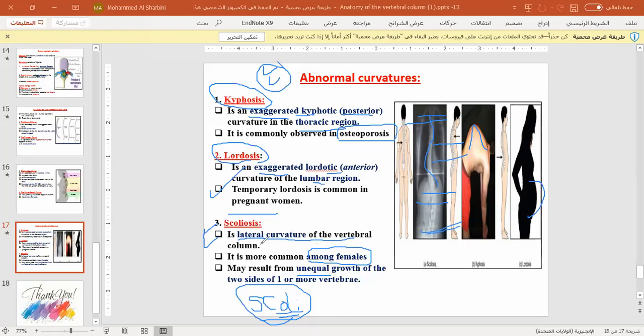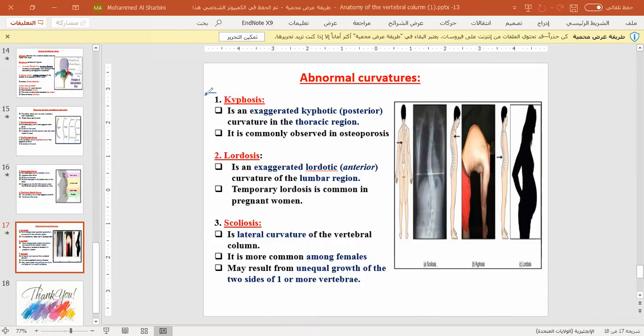So we have more abnormalities of the vertebrae. Number one, if the thoracic curve is more backward, this is named kyphosis. In the abdomen anteriorly like that, it is named lordosis. Or the curve is lateral like that, it is named scoliosis. Scoliosis means curve of the vertebra laterally. Lordosis means the curve more anteriorly in the lumbar, and kyphosis is more backward curve in the thoracic region.